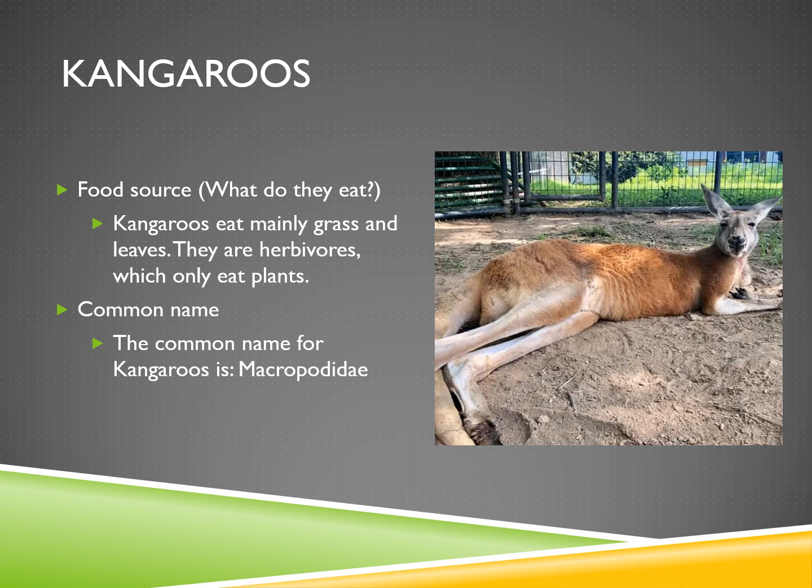The common name for kangaroos is kangaroos. The scientific name is Macropodidae. So you need common name, scientific name. The common name is just the name that we call the animal, kangaroo. The scientific name is the name that scientists use to classify the animal.